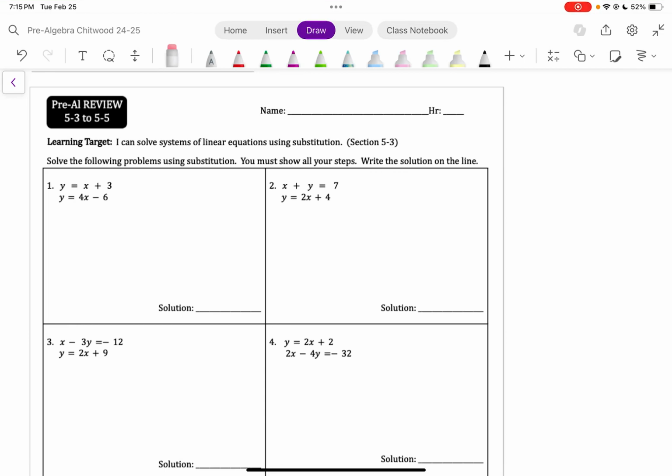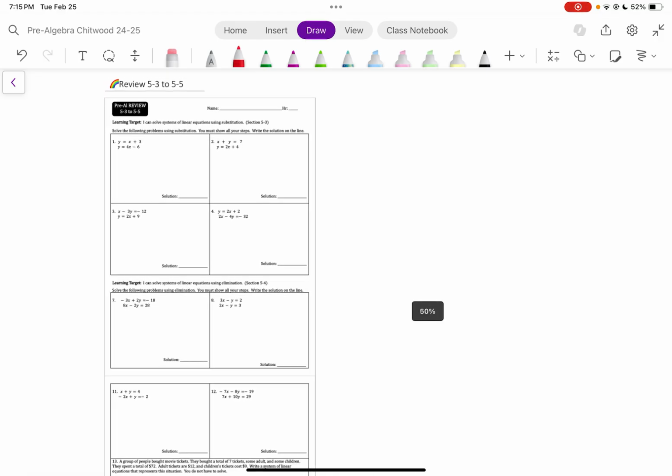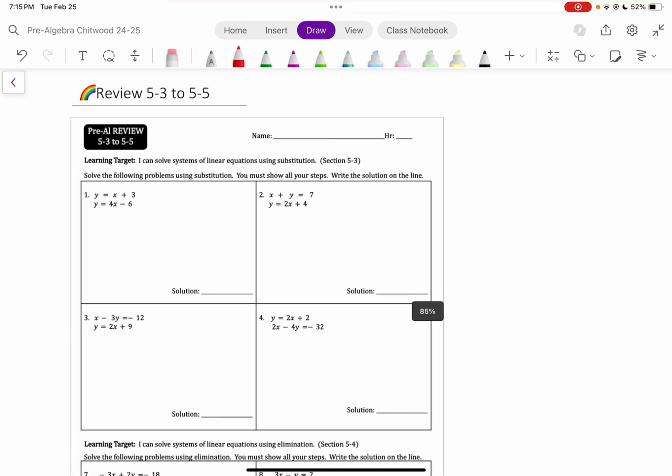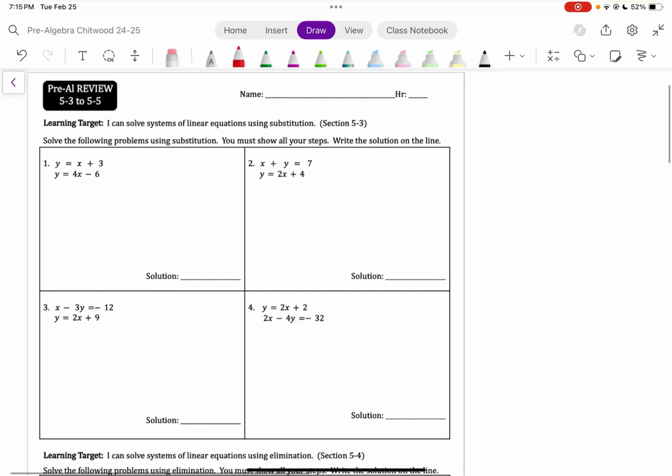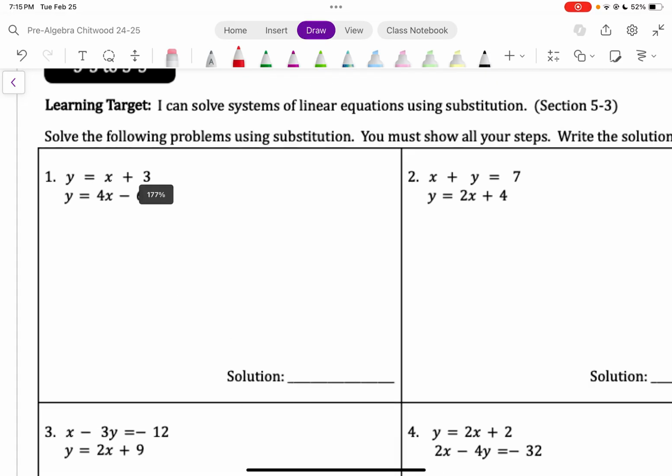Hi everyone, this is a video for the Pre-Al 5.3 to 5.5 review. So I'm going to jump right in. This entire first page, or I guess these first four examples, are all going to be substitution. So for all of these, I'm using substitution.